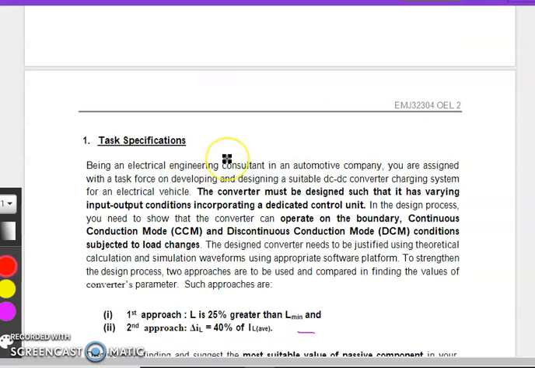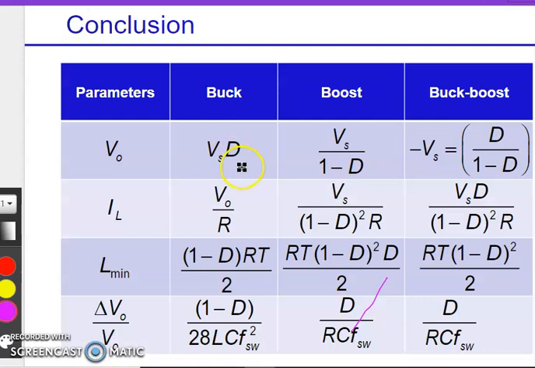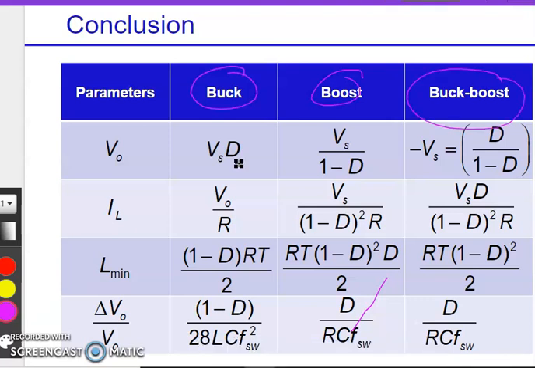So we have learned on the three kinds of converters so far. We have gone through the buck, boost and buck boost. This table is taken from the last page of our notes of buck boost. The last page of it contains these parameters.